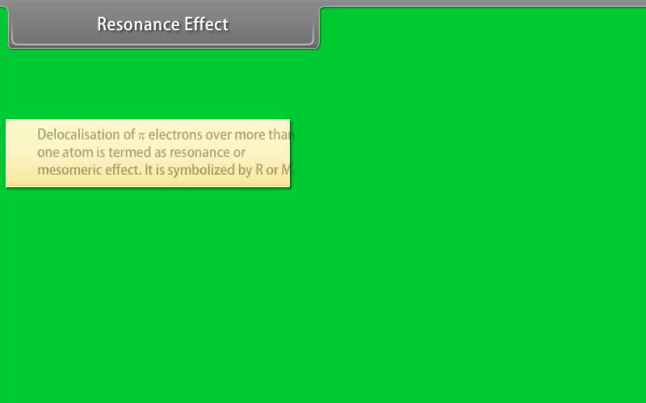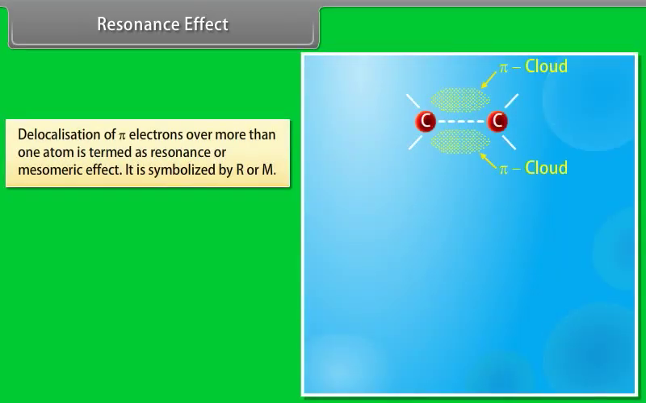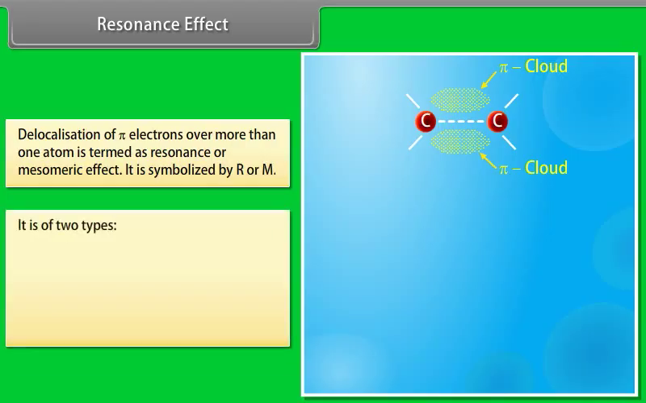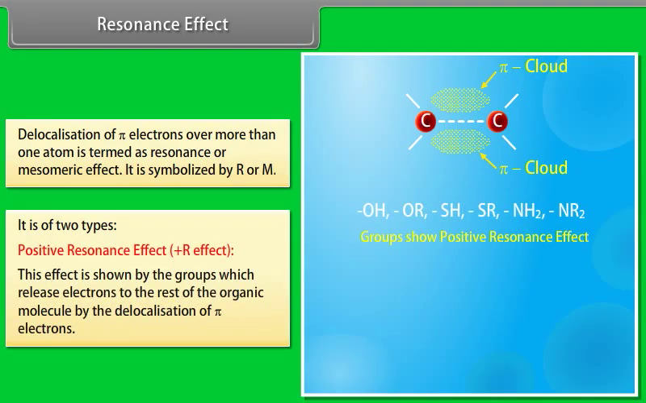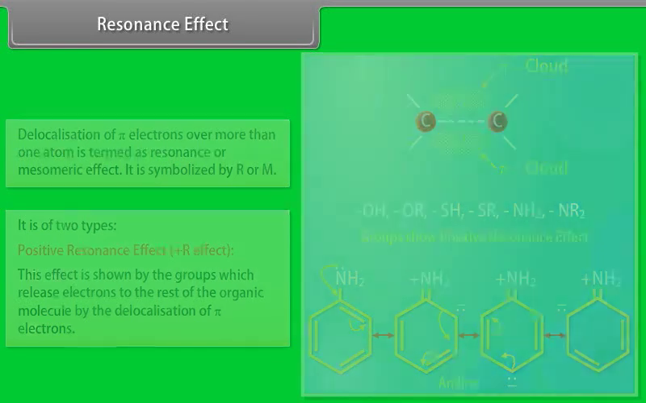Resonance effect. Delocalization of pi electrons over more than one atom is termed as the resonance or mesomeric effect. It is symbolized by capital R or capital M. It is of two types: positive resonance effect, positive R effect. This effect is shown by the groups which release electrons to the rest of the organic molecule by delocalization of pi electrons. For example, aniline.